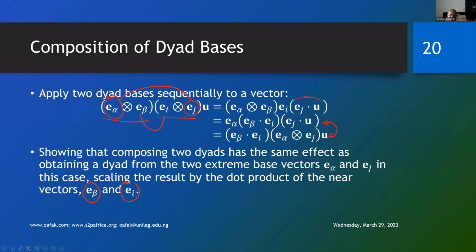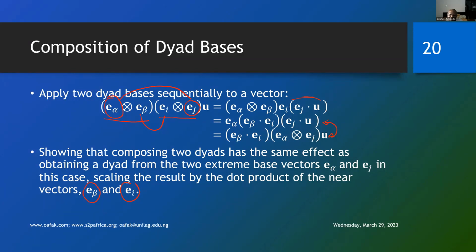So we are starting with the composition. Okay. Now, what happens when you do the composition of two dyads? Let us say the first dyad is e_i ⊗ e_j, and the second one is e_α ⊗ e_β. Let us say these dyads are all autonomous, all basis tensors. What do you have?